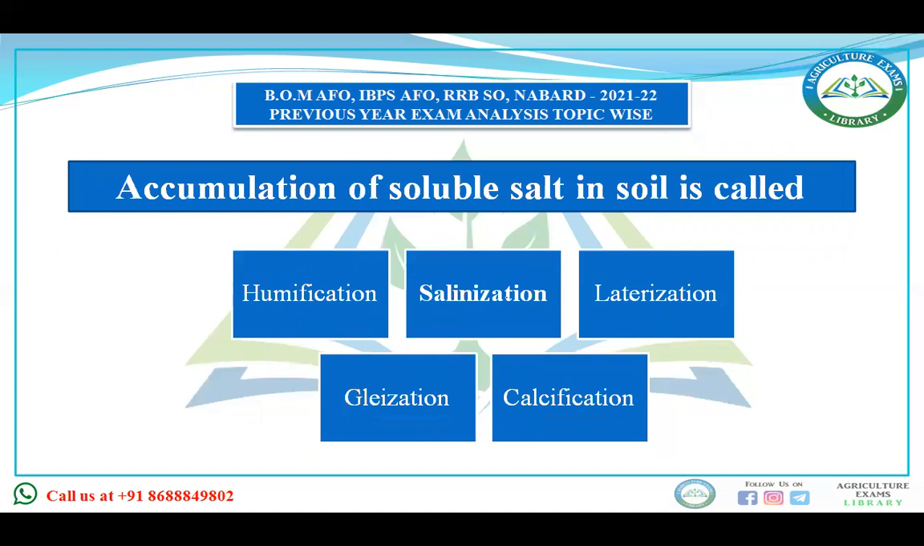Accumulation of soluble salt in the soil is called: humidification, salinization, laterization, gleization, calcification. Let us understand each term. Humidification is the process of decomposition of organic matter which leads to the formation of humus. Salinization is the process of accumulation of salt. So the right answer to this question is salinization.